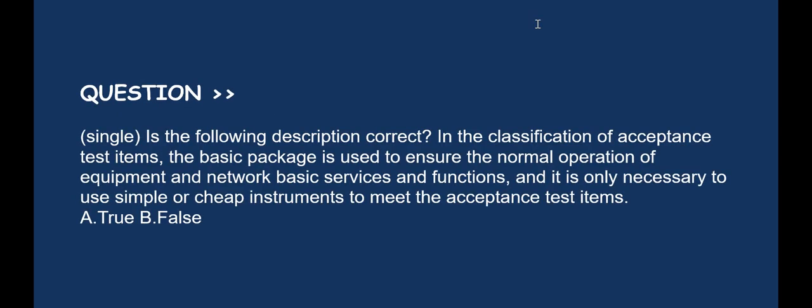Next one, is the following description correct? In the classification of acceptance test items, the basic package is used to ensure the normal operation of the equipment and network basic services and functions, and it is only necessary to use simple or cheap instruments to meet the acceptance test items. Option A, true. Option B, false. The correct answer is option A.